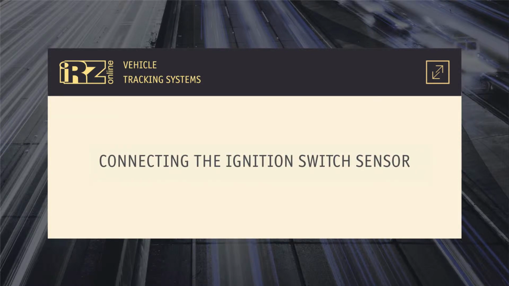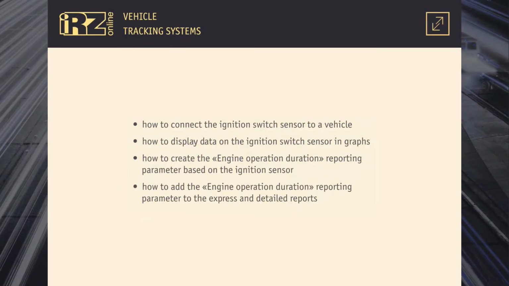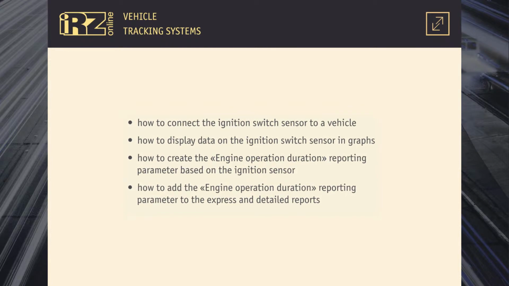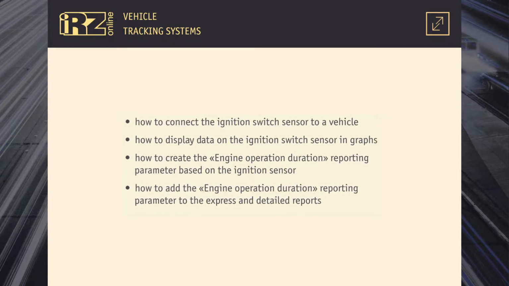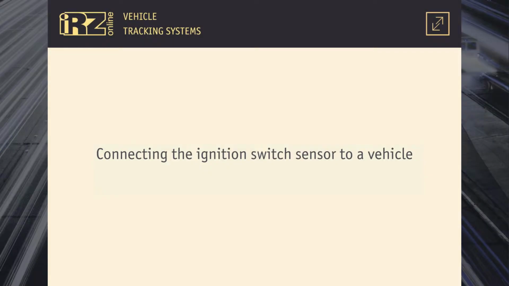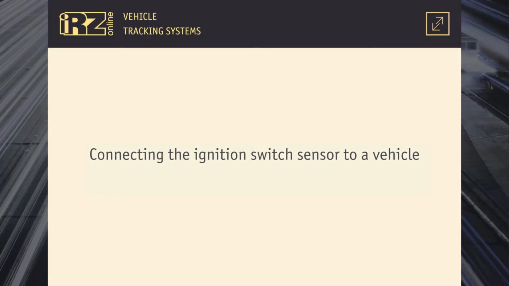In this video tutorial, we are going to tell you how to connect an ignition switch sensor to a vehicle and configure the display of data on its performance in graphs. Besides, we will create the engine operation duration reporting parameter based on the ignition sensor and add it to express and detailed reports.